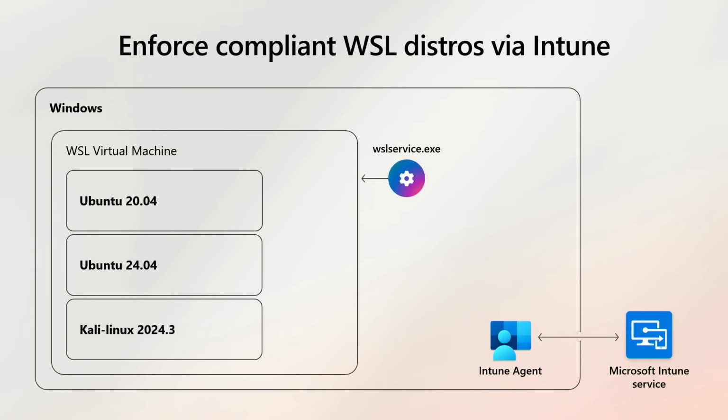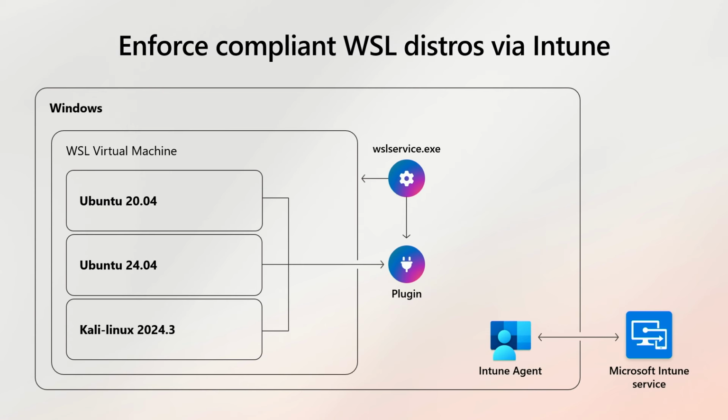So this is the architecture diagram of what's going on. The main thing to take a look at is we have the Windows operating system as the big box. Inside of that, we have WSL service.exe. That is what creates your WSL virtual machine and the distros inside of it. And then on Windows, we also have the Intune agent, which communicates to an online source, the Microsoft Intune service. And the magic sauce that really powers this experience is a new feature we've added to WSL called WSL plugins.